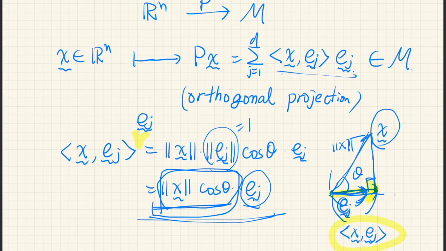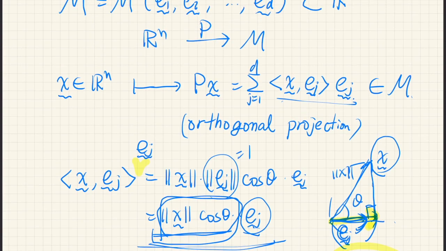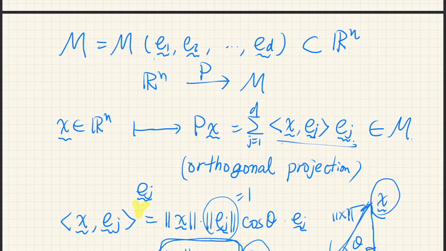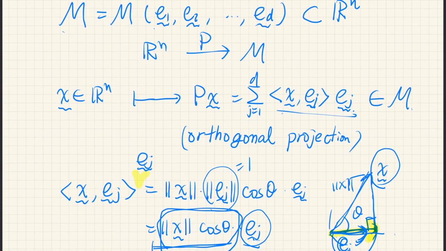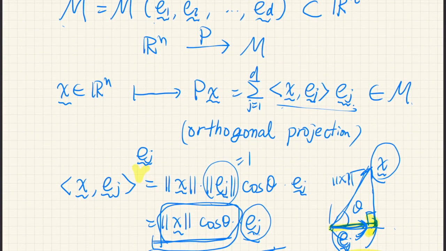Now we do this for each e_j that spans this subspace, and then add them. So that is the projection.